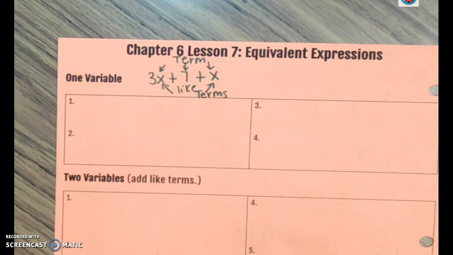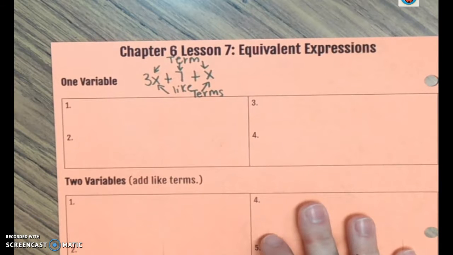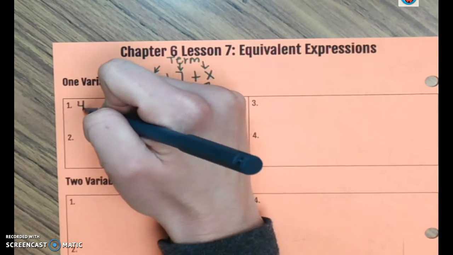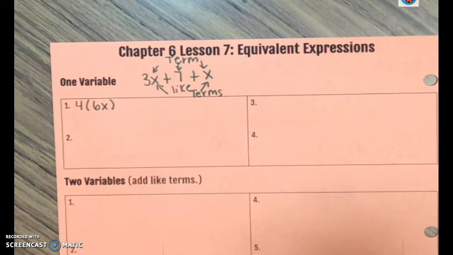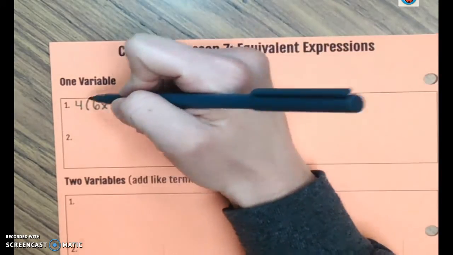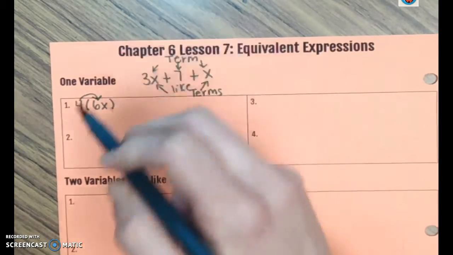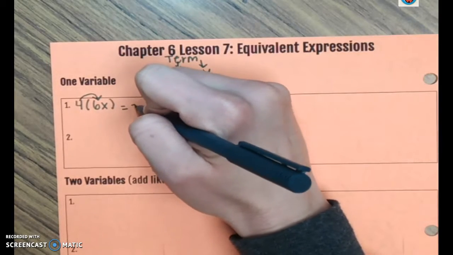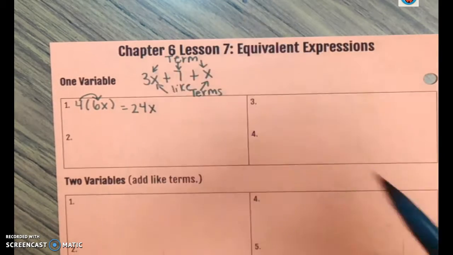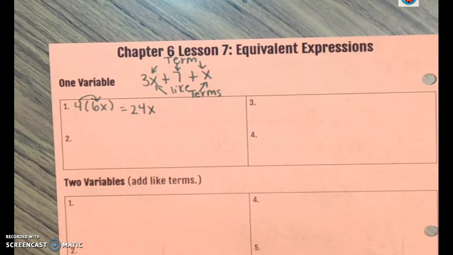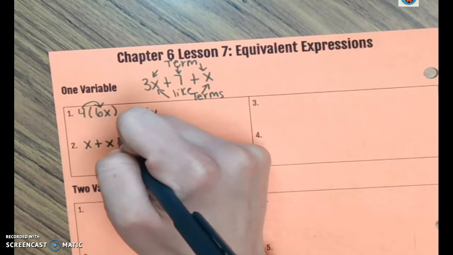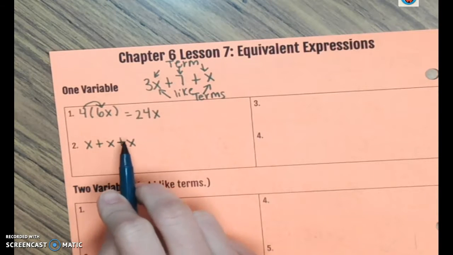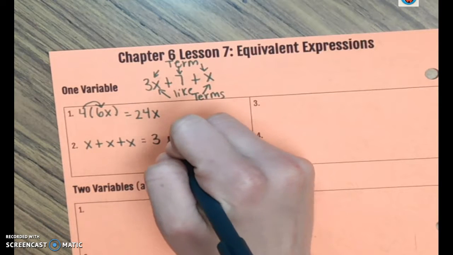Let's look at our first example that we're going to be doing. We're going to have 4, then in parentheses 6x. Remember that parentheses mean multiplication. So when we're multiplying things, we just multiply and add the x at the end. So 4 times 6 is 24. And then we're just going to put the x right next to it because a letter and a number next to each other means multiplication. Let's do one with addition now. We have x plus x plus x. That's 1, 2, 3x. So our answer is 3x.